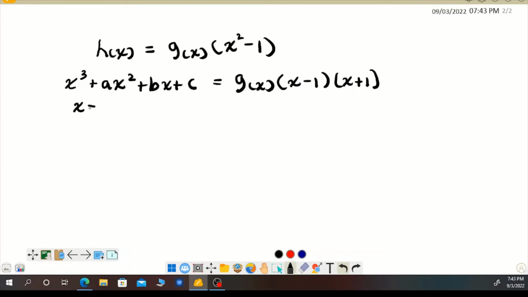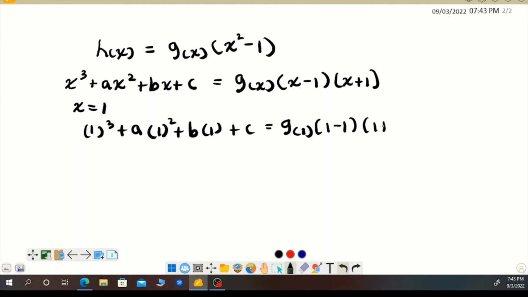First I am going to use x equals 1. Then 1 cubed plus a times 1 squared plus b times 1 plus c equals g(1) times (1 minus 1)(1 plus 1). Then I get 1 plus a plus b plus c equals 0, which gives me a plus b plus c equals minus 1.